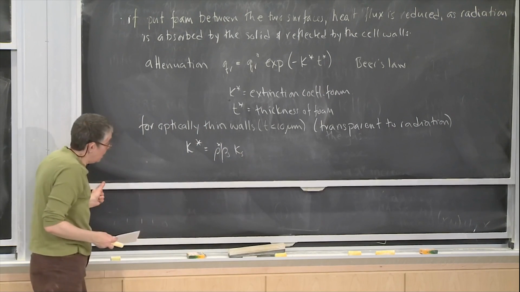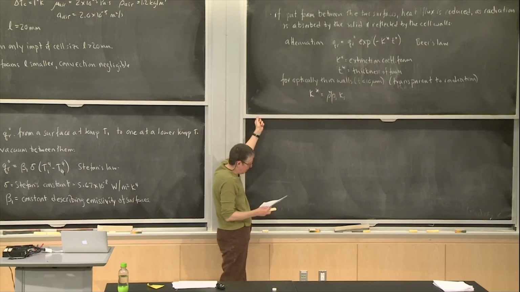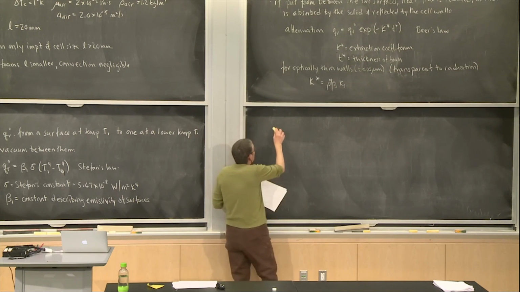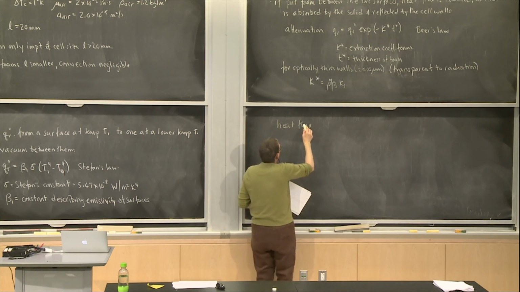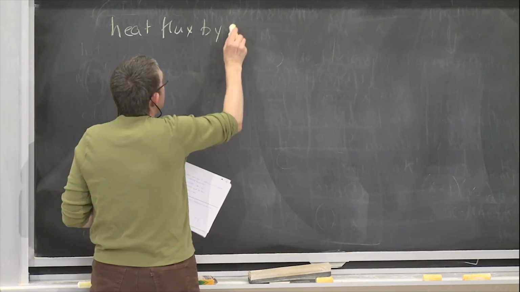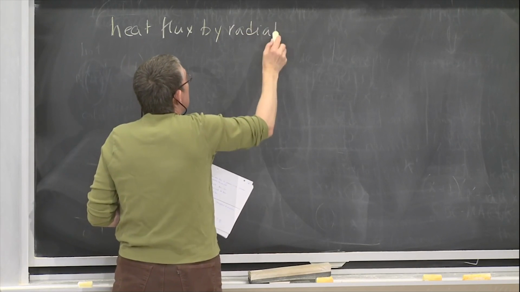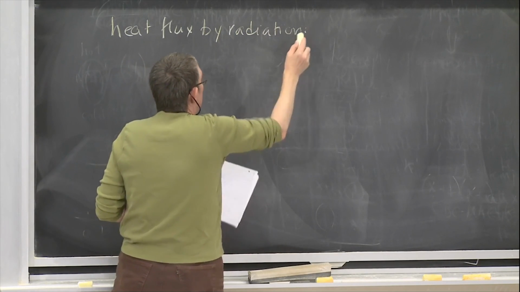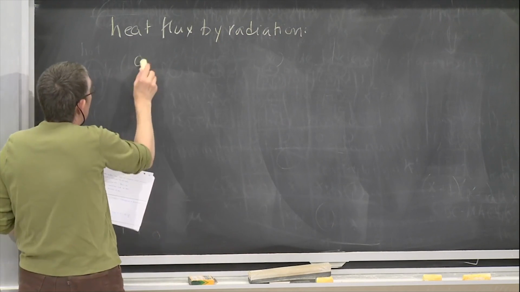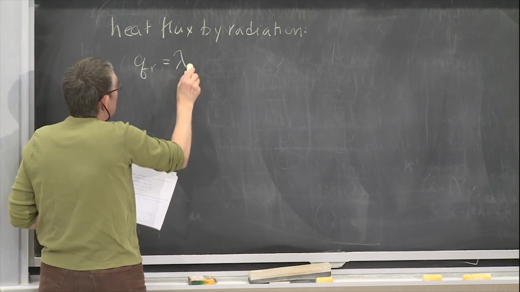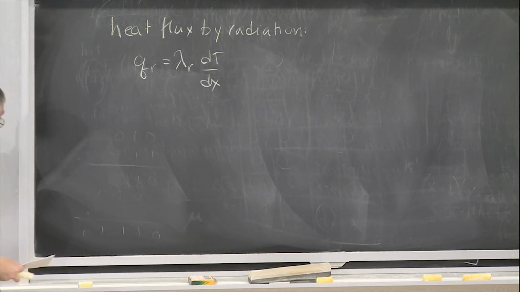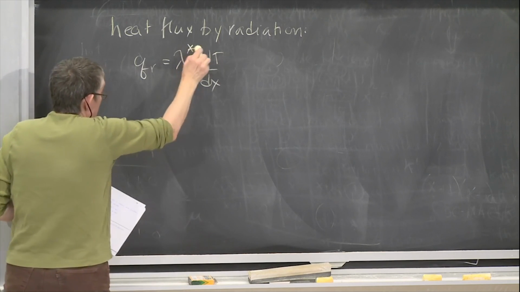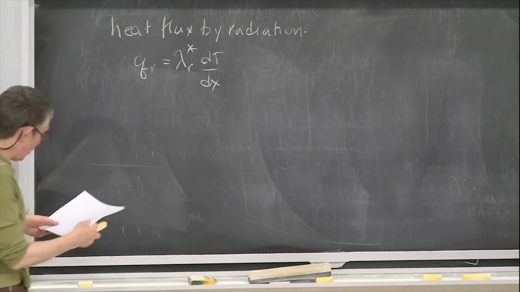Okay. And then I can say the heat flux by radiation, I can use two equations to write that down now. And then I'm going to let them be equal to get the thermal conductivity. I can say QR is going to equal lambda R times dT by dx. So that's the Fourier's law that we started out with.